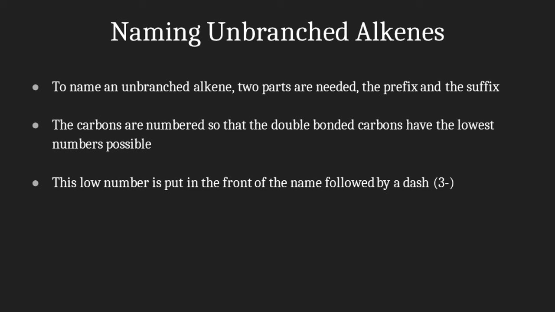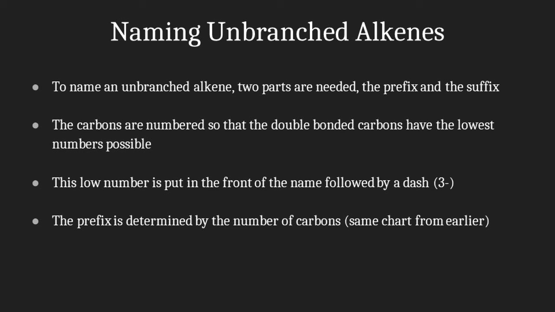And in this case, we would put a 1-, because that's the lowest number and we want to represent that in the name. Here the example of 3- could also be done if the double bond was connected to the third carbon. The prefix is determined by the number of carbons, just like that from an alkane. And then for an alkene, the suffix will always be -ene. So now, let's try an example with this.